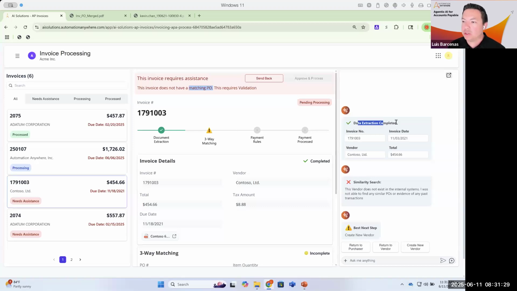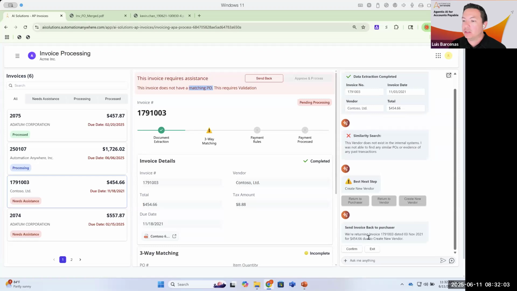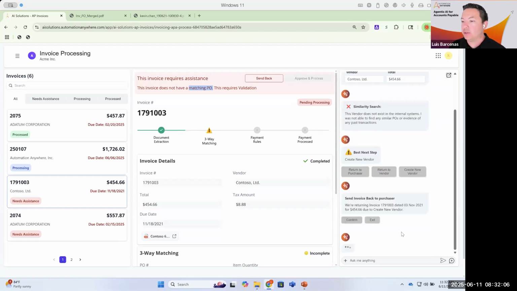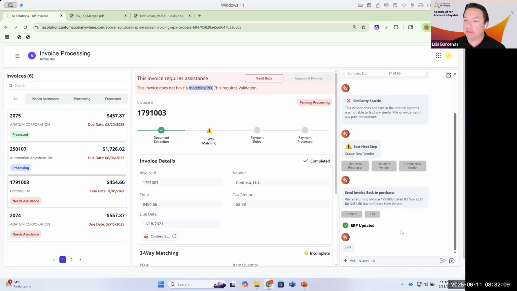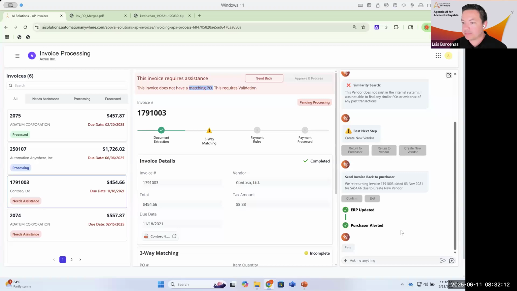In this scenario, again, the solution was able to extract all of the data from the document, and it tried to perform a similarity search, which means that the system tried to look at this vendor's history, and look at currently open POs in the system. It tried to find if there's any particular PO that we can associate this invoice against. In this case, it couldn't find it. And so the recommendation here is that we can send this back to the purchaser, return it back to the vendor, or maybe even create a new vendor if it's necessary. All of these are actions that are suggested by the AI when presented with particular scenarios like the one I'm showing you. So in this case, I'm just going to decide to return this back to the purchaser and make sure that all of these systems are updated along the way, right?